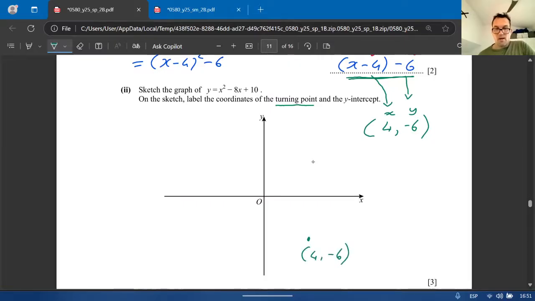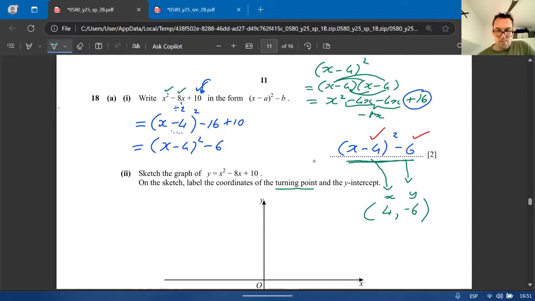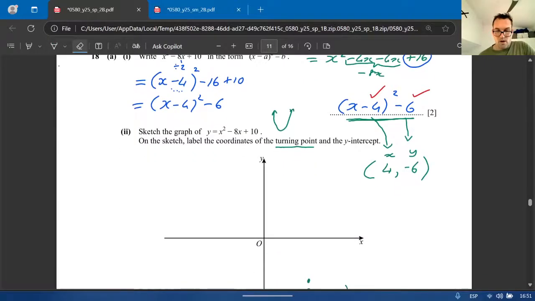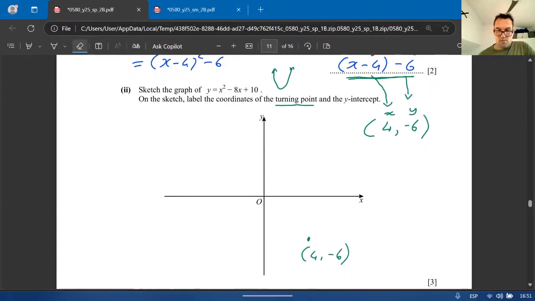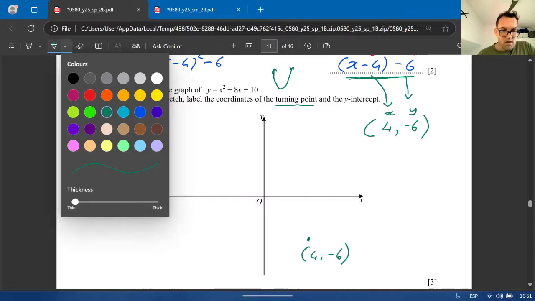Turning point, of course, because this is a parabola. Smiley face. Yes. And it's not upside down. If there was a minus in front of the x squared, it will be upside down. This one is not because it's a positive quadratic graph. Okay, and we know it will be turning down here. But what we need though is the y-intercept.